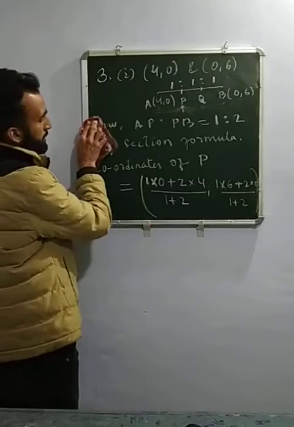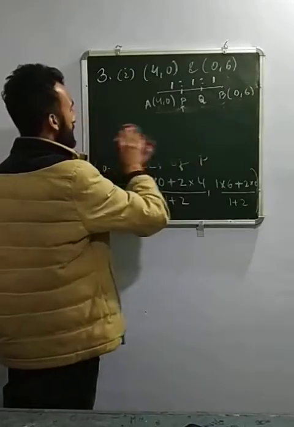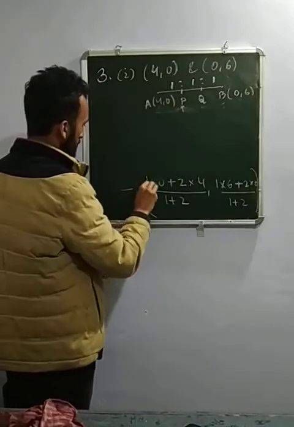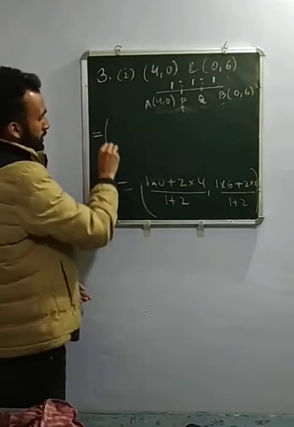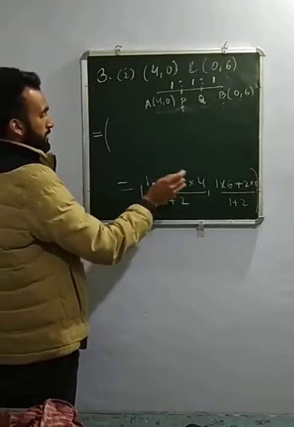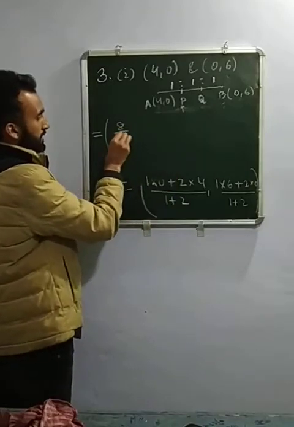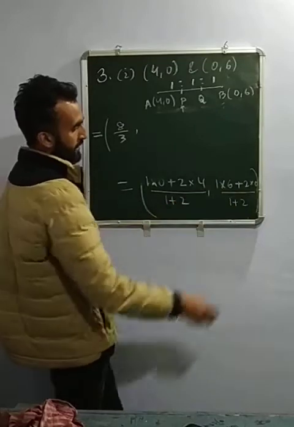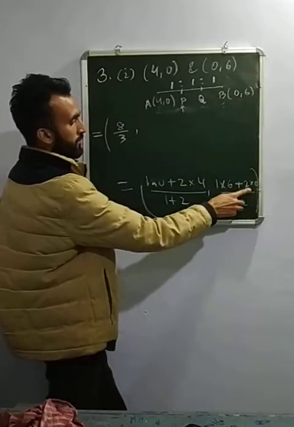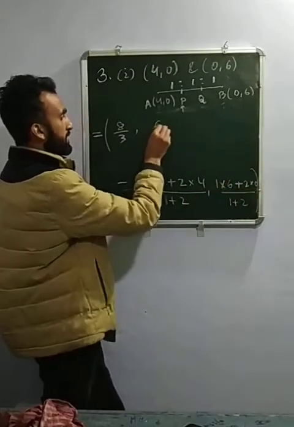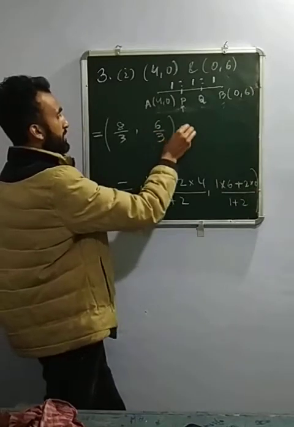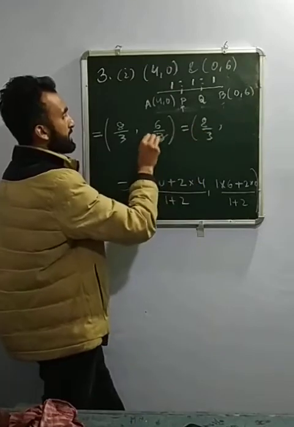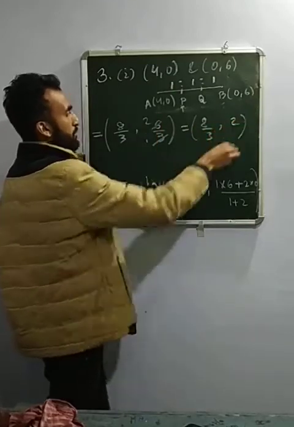Okay, I am going to rub this part because I will need the diagram again and again. So 1 zeros are 0, 2 fours are 8, 8 by 3, 0 plus 8 is 8 only. Comma, 1 into 6 is 6, 6 plus 2 into 0 is 0, 6 plus 0 is 6, 6 by 3. My answer is nothing but 8 by 3, I just have to leave as it is. But this one I can cancel, it is comma 2.